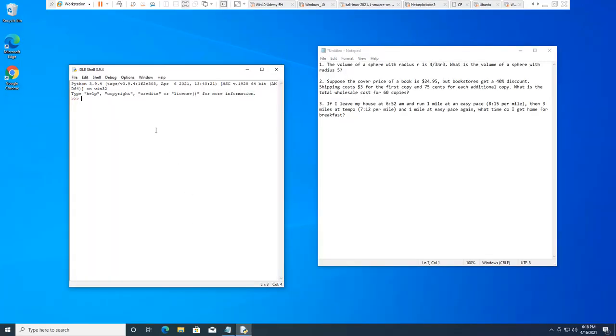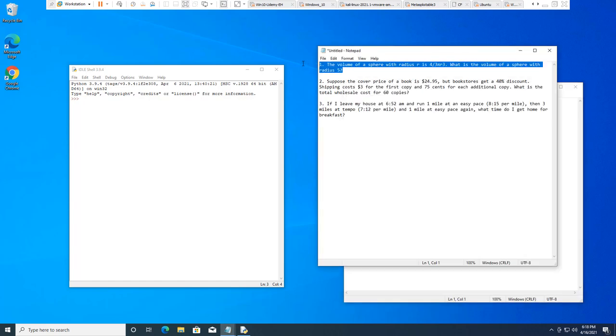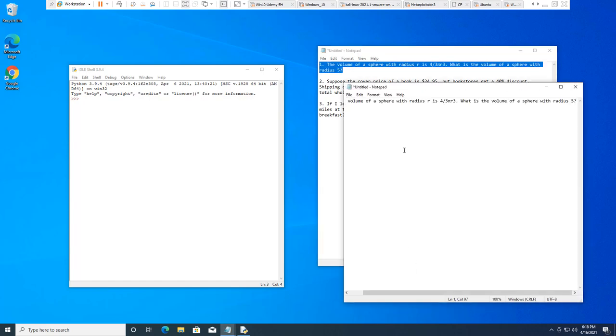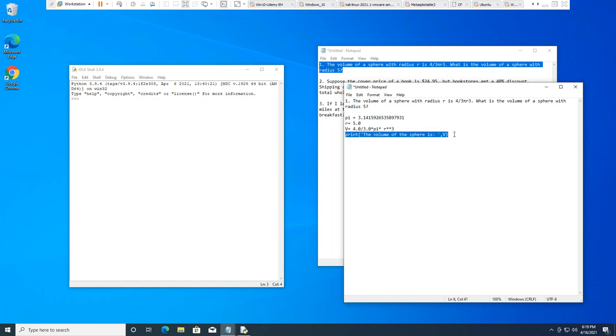All right, so for our exercise 2.2, we have three questions: volume of a sphere and calculating with a radius of 5. So we can do this a few different ways. I'm actually going to go ahead and open up a new notepad. This is the question. And to help me go along, I'm just going to type what I'm going to be putting into our shell. So we have pi, we have our radius, we have our formula, and we're going to print what our sphere volume is.